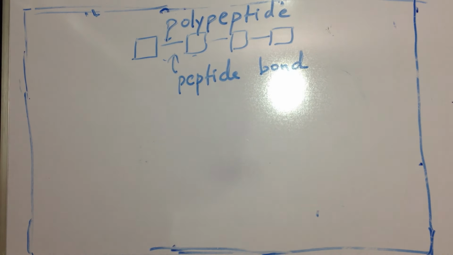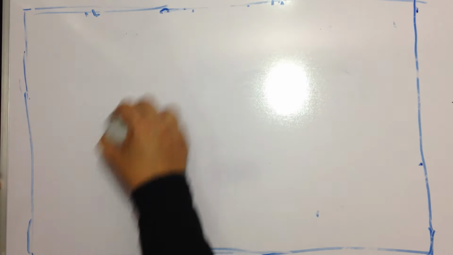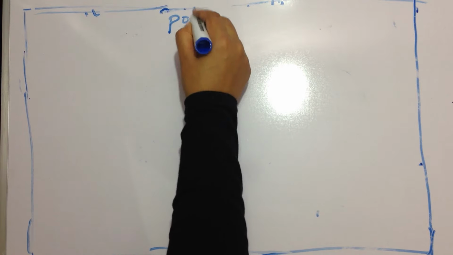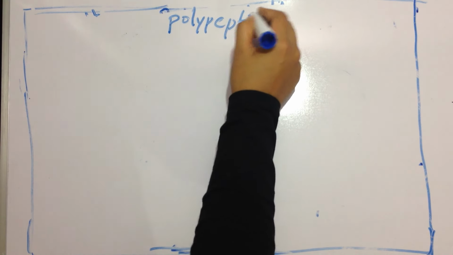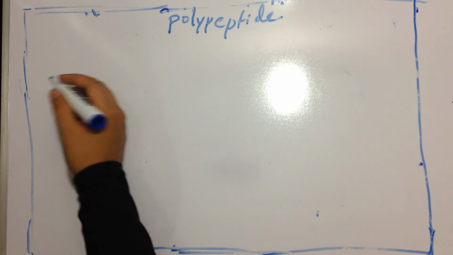Now let's see how this peptide bond forms. If you can remember, in carbohydrates, when they form polysaccharides, they form bonds between 2 monosaccharides, right? What is the bond that forms between 2 monosaccharides, if you can recall? That is the glycosidic bond. Here it is the peptide bond. Now let's see again how the polypeptide chain, or the peptide bond, is formed.